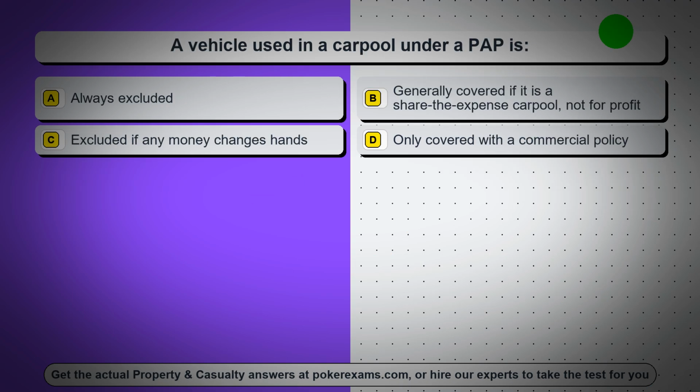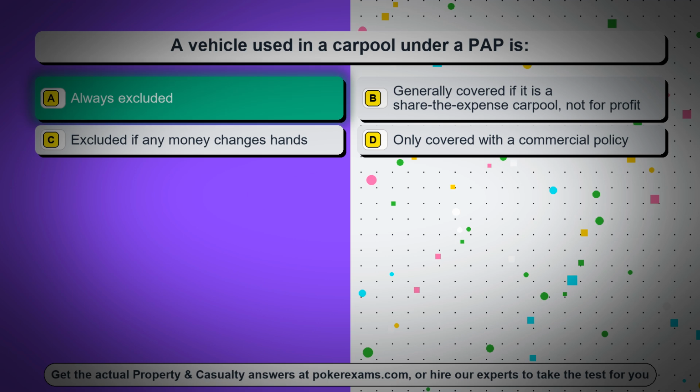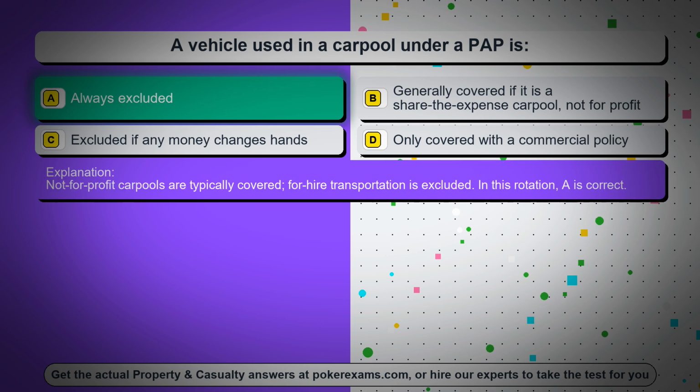Question 14. A vehicle used in a carpool under a PAP is. Option A. Always excluded. Option B. Generally covered if it is a share the expense carpool, not for profit. Option C. Excluded if any money changes hands. Option D. Only covered with a commercial policy. The correct answer is option A. Always excluded. Not-for-profit carpools are typically covered. For hire transportation is excluded. In this rotation, A is correct.